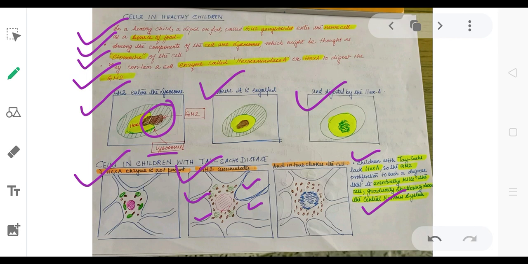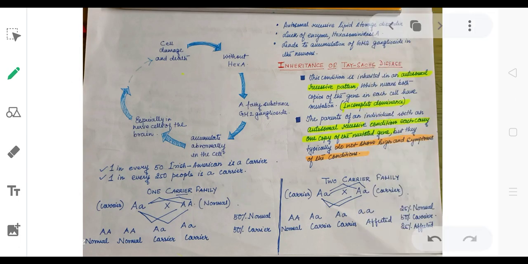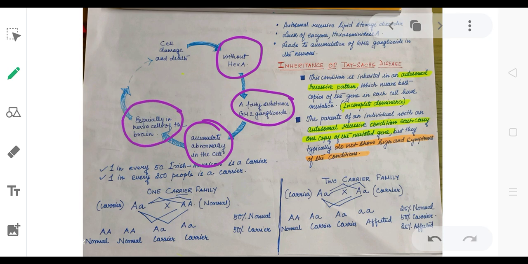Now moving on to the genetics. In this flow chart you get to see that without hexa, a fatty acid substance, GM2 ganglioside, accumulates abnormally in the cell, especially in the nerve cells of the brain, because it could not be disposed of by the lysosome, ultimately bringing about cell damage and death. Right? Next we will move on to the inheritance pattern, the genetics of the disease.